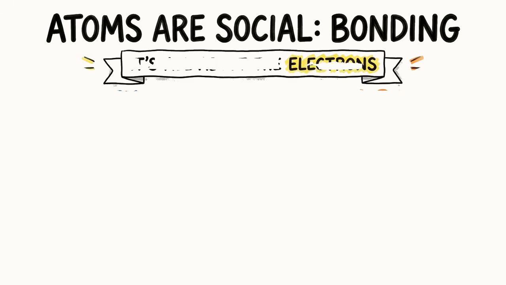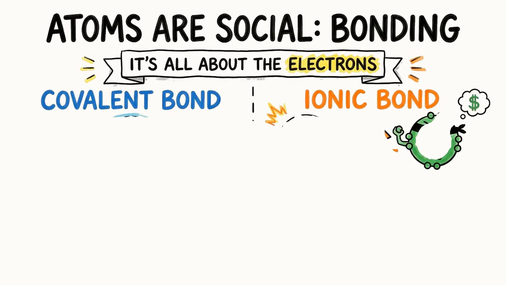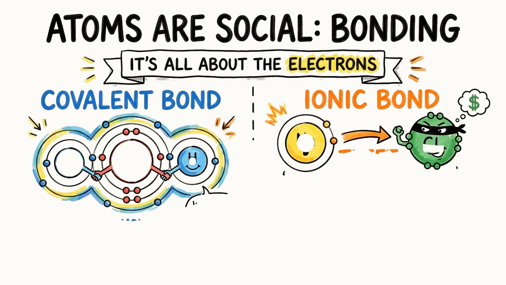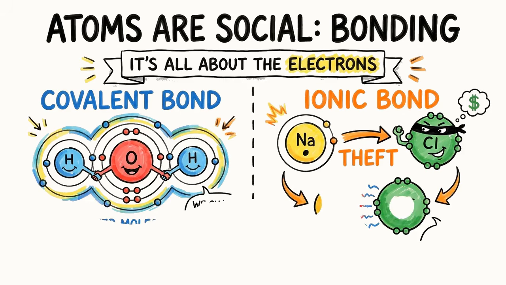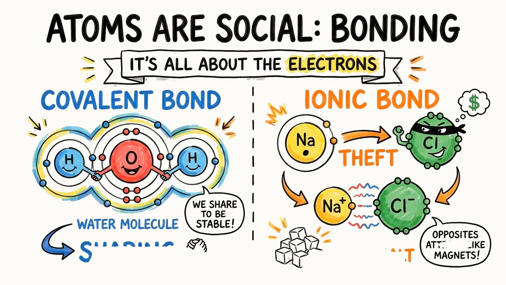Atoms are social. They bond in two main ways. The first is by sharing. Two hydrogen atoms and one oxygen atom share their electrons to become a stable water molecule. That's a covalent bond. The other way is more like a theft. A sodium atom donates an electron and a chlorine atom steals it. Now, oppositely charged, they stick together like magnets. That's an ionic bond, which forms table salt. Sharing or stealing, it's all about the electrons.